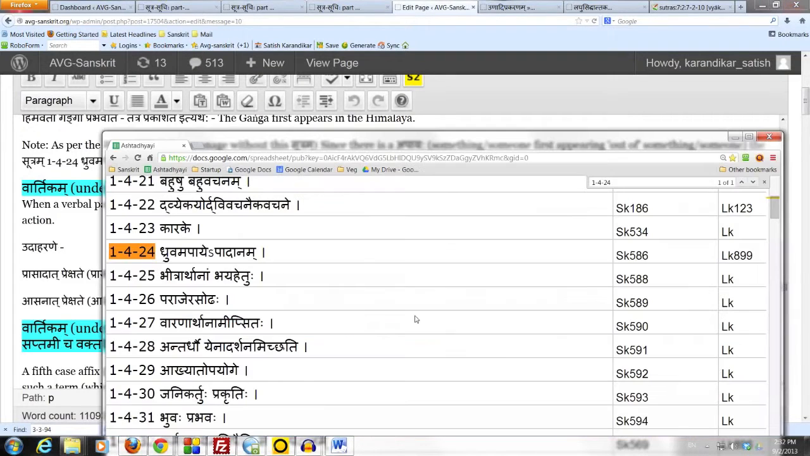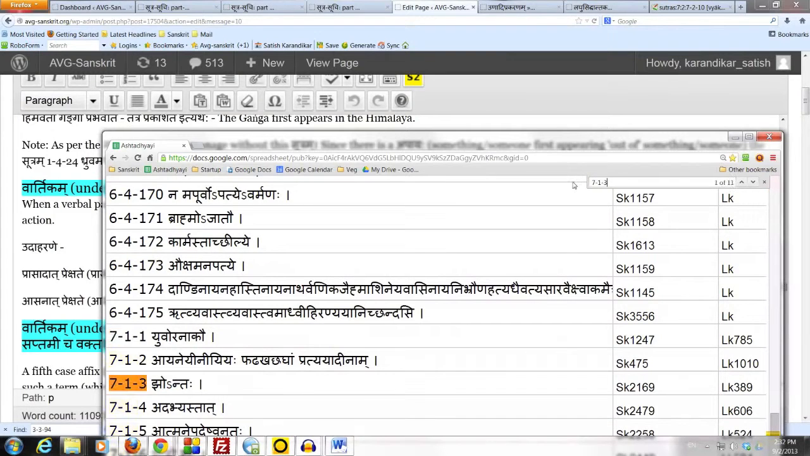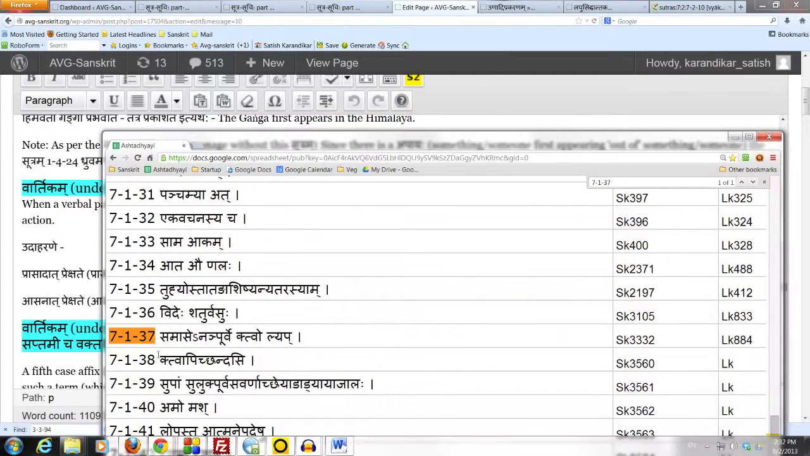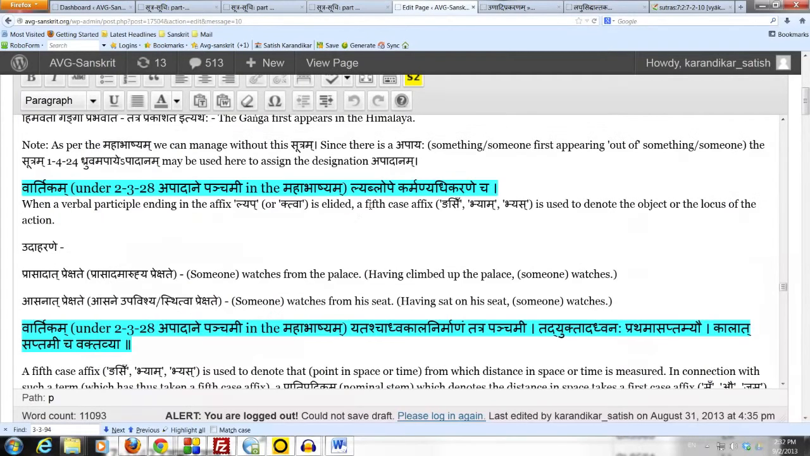Now we know very well by the Sutram 7.1.37, Samase Nai Purve Ktvo Lyap, that the affix Ktva, when it occurs at the end of a compound, is replaced by Lyap, provided the prior member of the compound is an avyayam other than Nyai. So Lyap is a substitution in place of Ktva. So obviously Ktva and Lyap are used to convey the same meaning. Hence, even though this Vartikam only says Lyab Lope, it includes Ktva Lope.